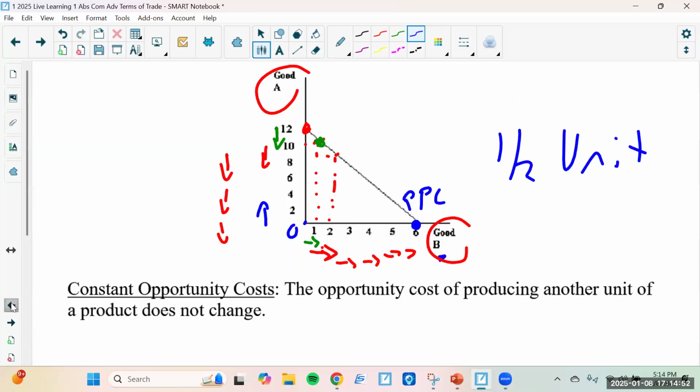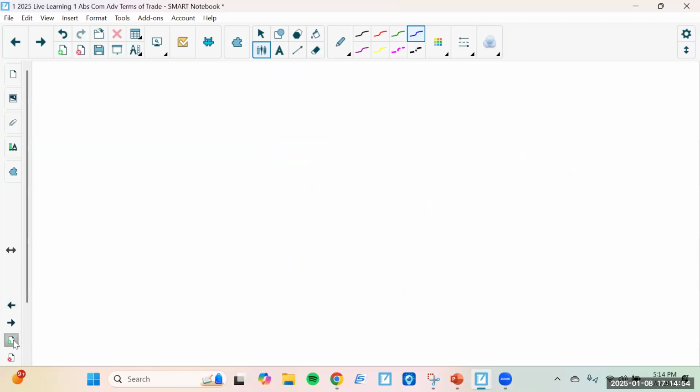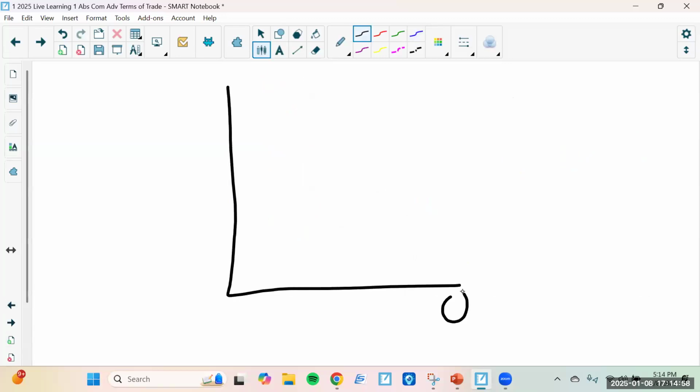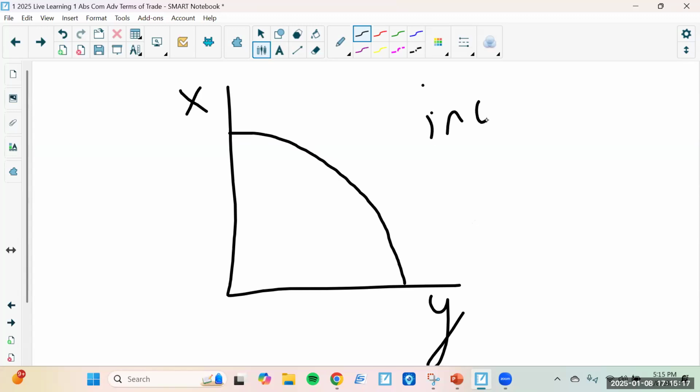If we had an increasing opportunity cost, I don't know why I don't have this graph here, but if we had an increasing opportunity cost, then let's do, again, good X and Y, okay? This would be bowed outward. And when you watch the lesson on this, you'll see they'll talk about this. This is what we call an increasing opportunity cost.